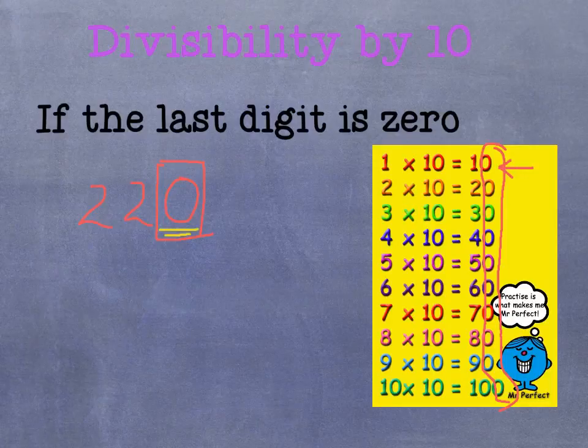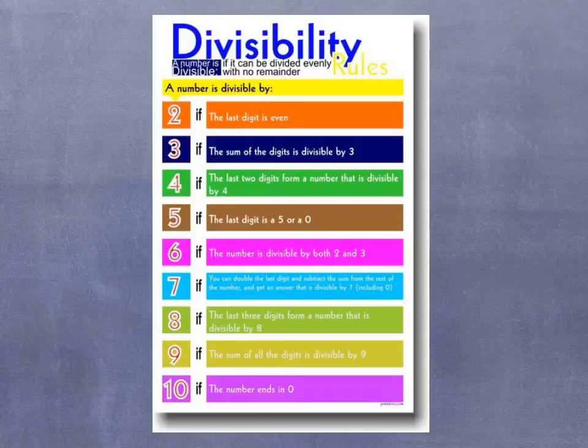Okay, now here is a summarization of all the rules. Hope you have understood all the rules. Watch out for the next video on how the divisibility of 3 and 9 actually works.